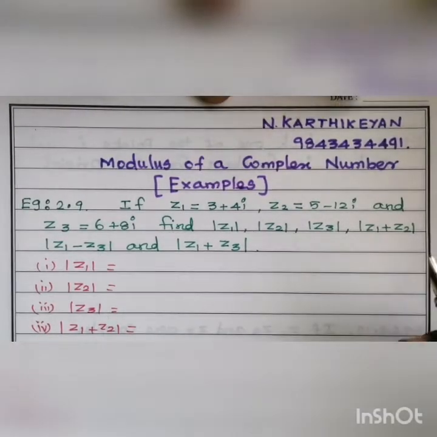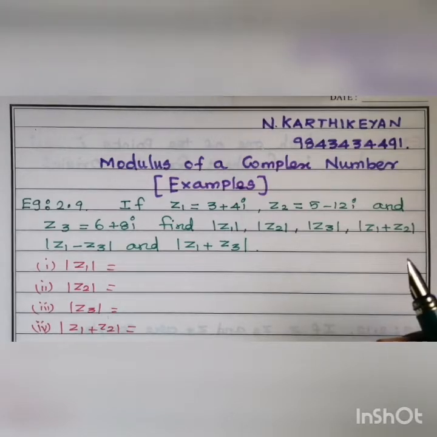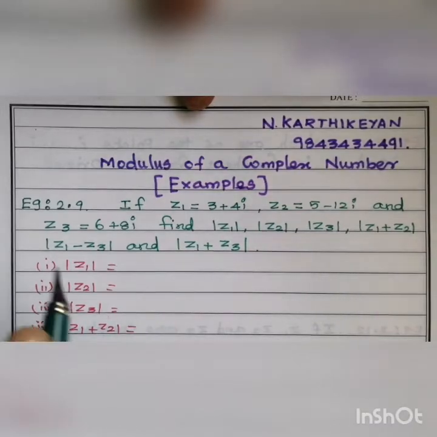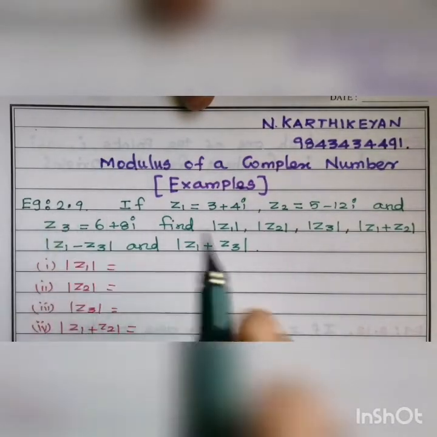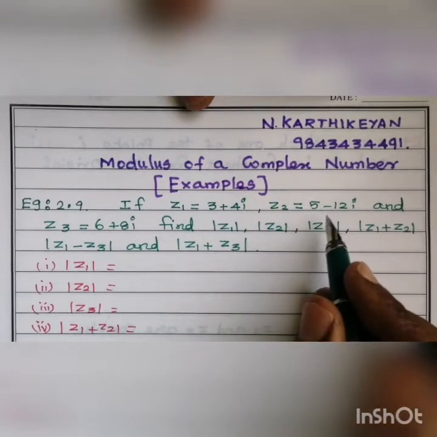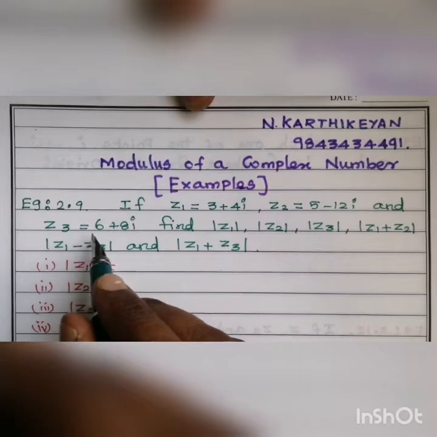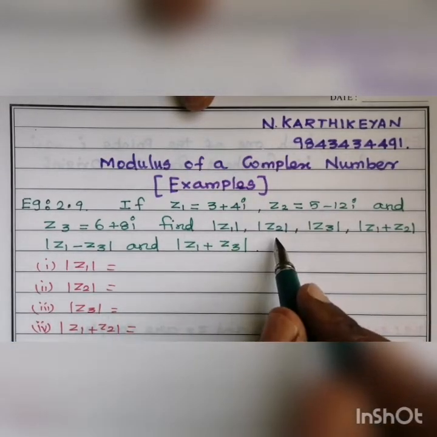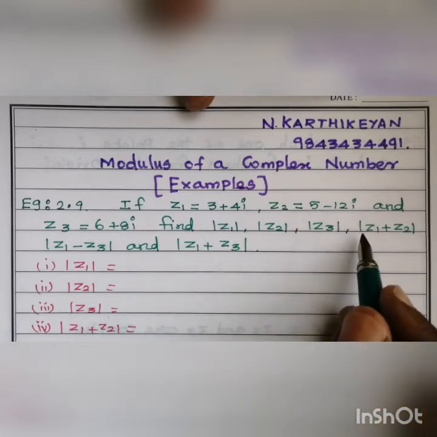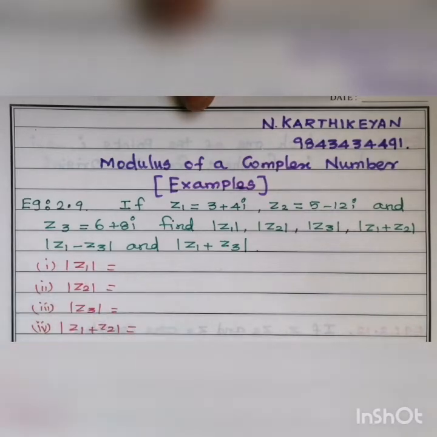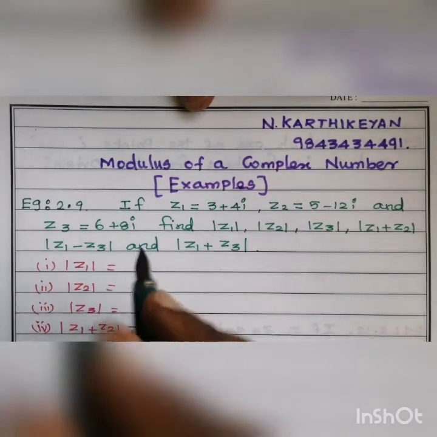Hi, in this video, we are going to discuss the example problems in exercise 2.5, that is modulus of a complex number. The first example, 2.9: if z1 equals 3 plus 4i, z2 equals 5 minus 12i, and z3 is equal to 6 plus 8i, find modulus of z1, modulus of z2, modulus of z3, modulus of z1 plus z2, modulus of z2 minus z3, and modulus of z1 plus z3.